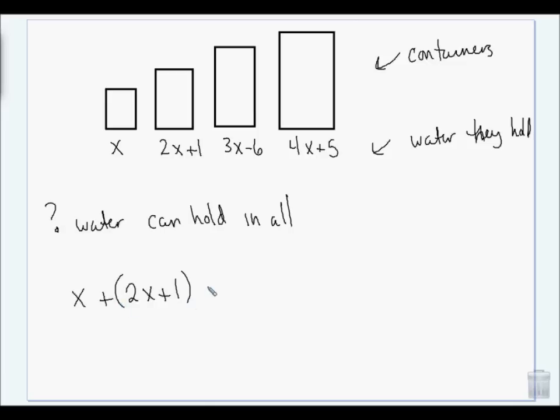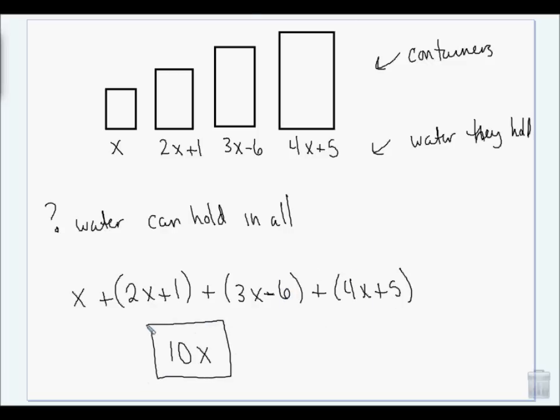So that's plus 2x plus 1 plus 3x minus 6 plus 4x plus 5, right? So this is the first container, second, third, fourth. And I'm just adding, so I have x plus 2x, which is 3x, plus 3 more x's, which is 6x, plus 4x is 10x. And I have 1 minus 6, which is negative 5, plus 5, which is 0. So all together, they can hold 10x worth of water.